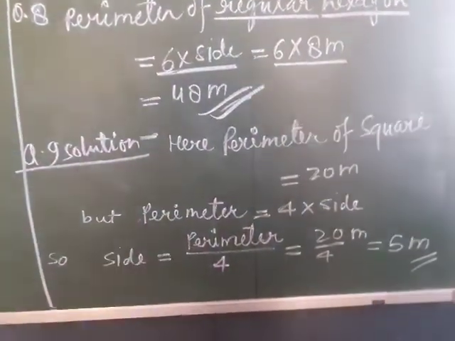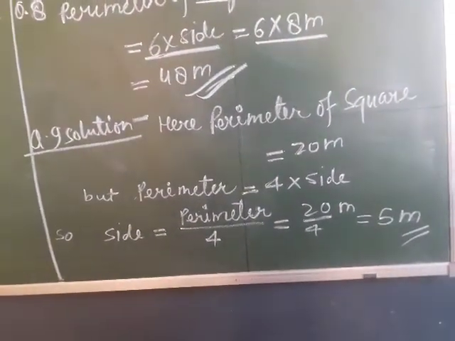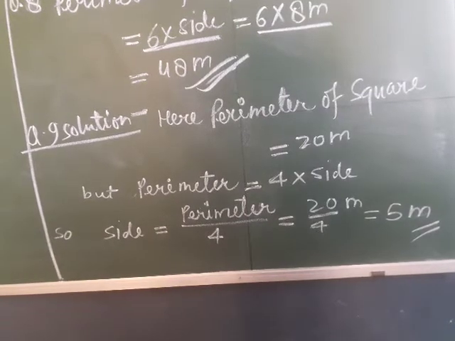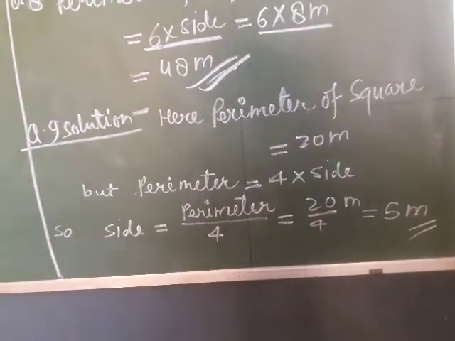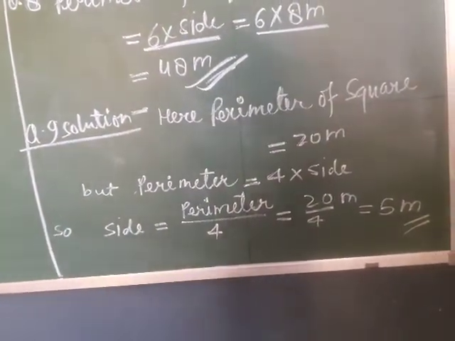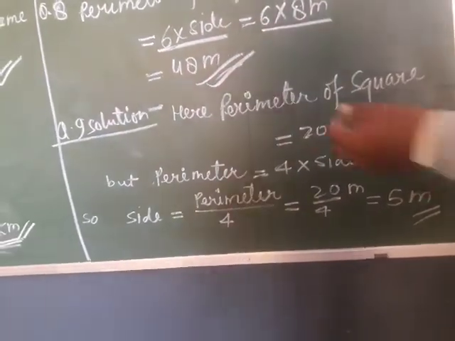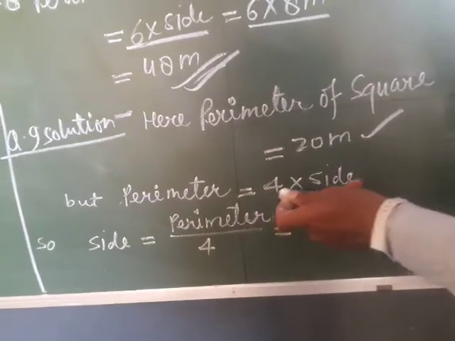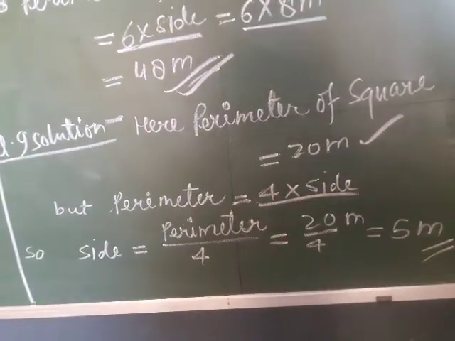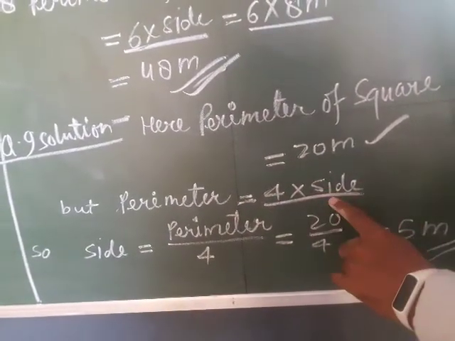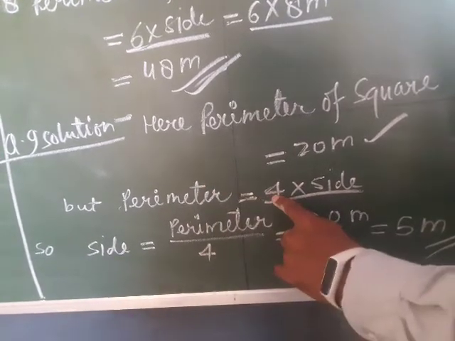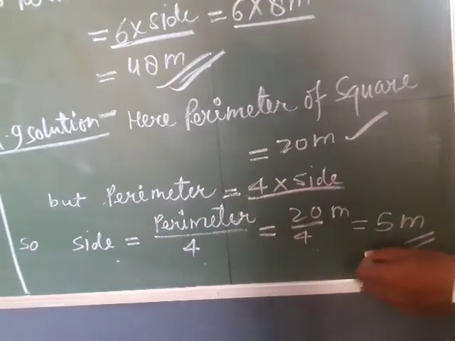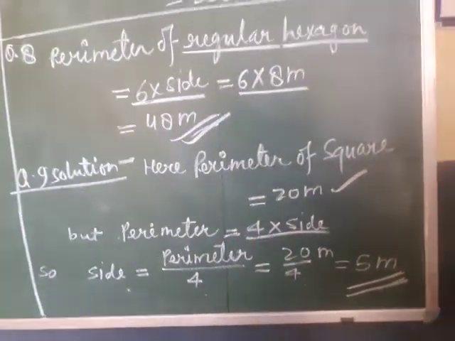Now going to question number 9. It is given: find the side of a square whose perimeter is 20 meter. Here the reverse question is given. Perimeter is given and we have to find the side. The perimeter of the square is 20 meter, and perimeter is equal to 4 into side, as we know this is the formula. So we will rearrange: side is equal to perimeter upon 4, that means 20 meter upon 4. So the side will be 5 meter.